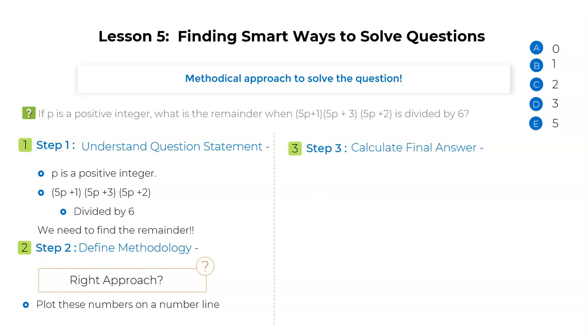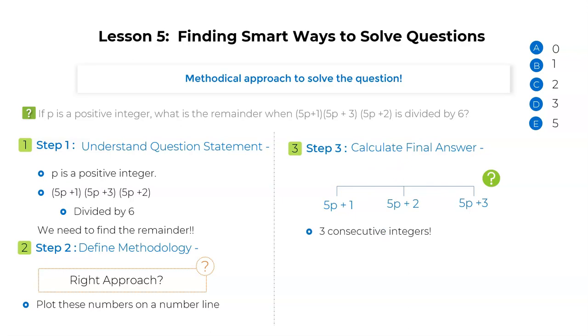Since we're dividing by 6, it has something to do with even, odd, or the divisibility of 2 and divisibility of 3. That is another way of thinking. Now, if I plot these three numbers on the line, I'll get 5p plus 1, 5p plus 2, and 5p plus 3. After looking at this, can you think what kind of numbers these are? They're integers. Notice they are 5p plus 1, plus 2, plus 3. That means these three numbers are consecutive integers.